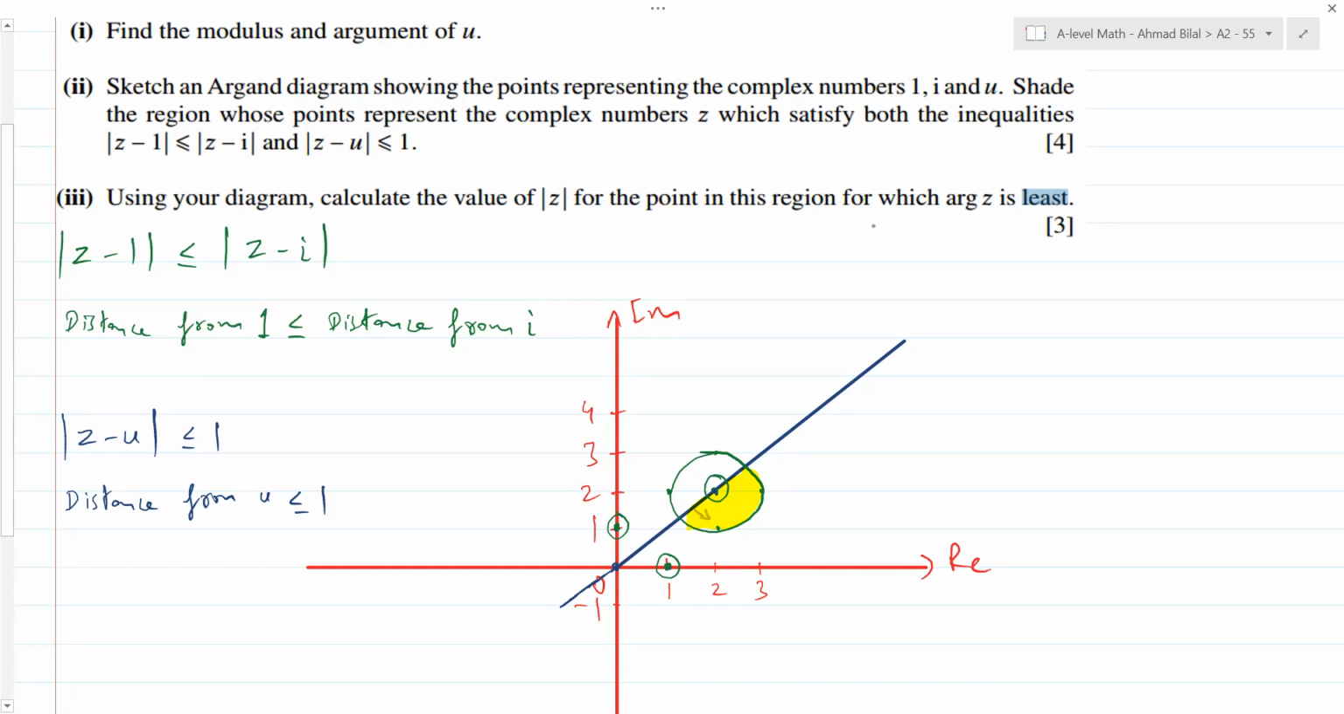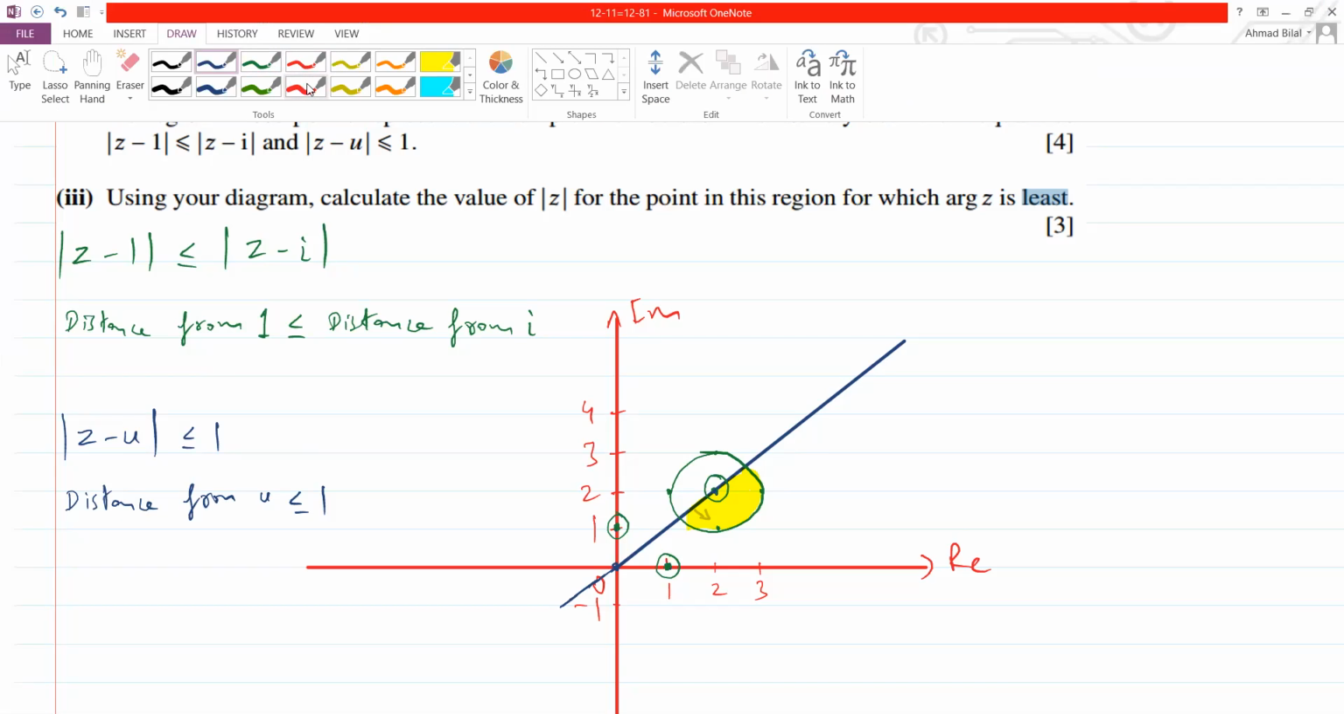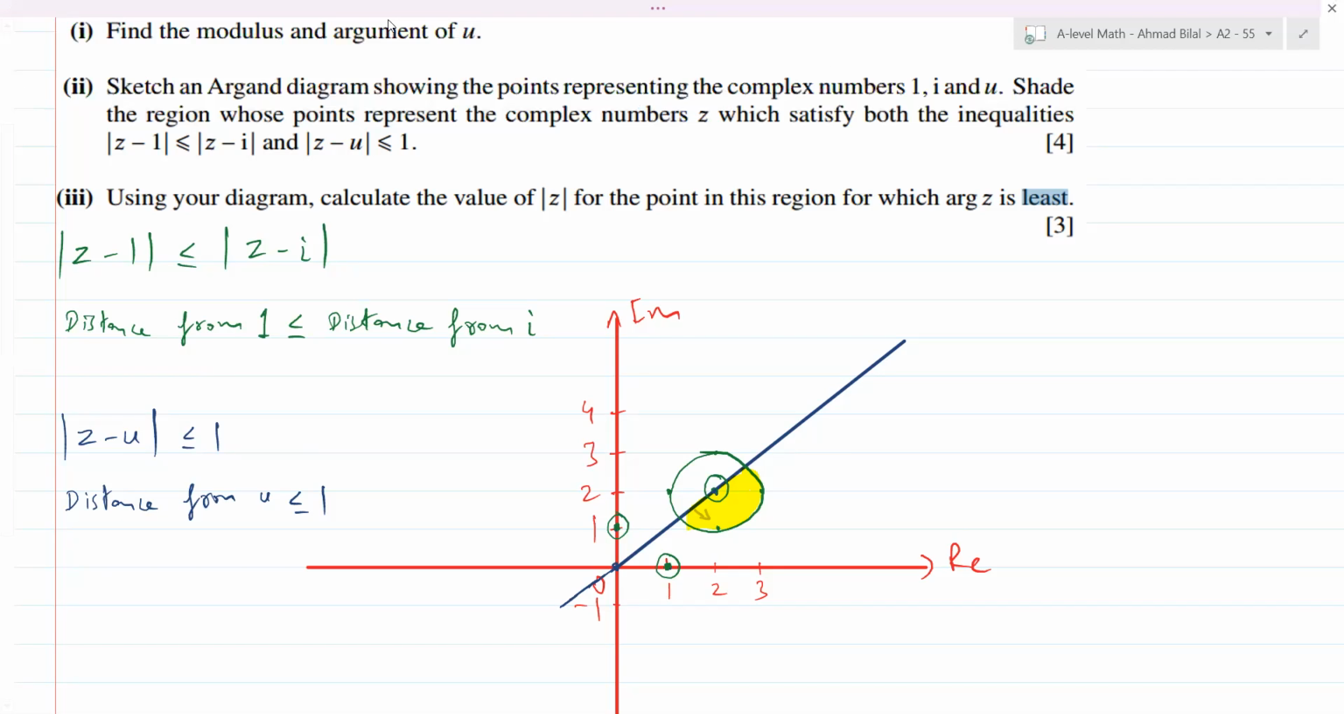So it says calculate the value of modulus of z for the point in the region for which the argument of z is least. Okay, argument of z. So there's a complex number, इसका argument है. Now this is the same complex number जिसके बारे में हमने पहले बात की. This complex number can be anywhere in this shaded part. Okay. Now where is the argument of z going to be minimum? सबसे कम किधर होगा? इस shaded part के अंदर.